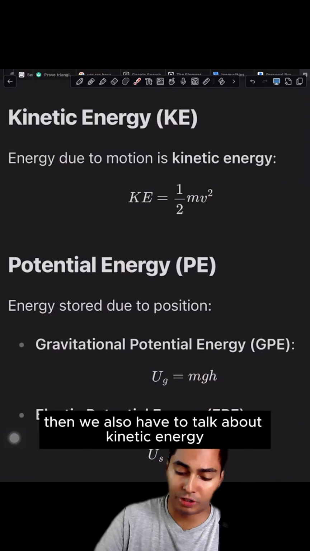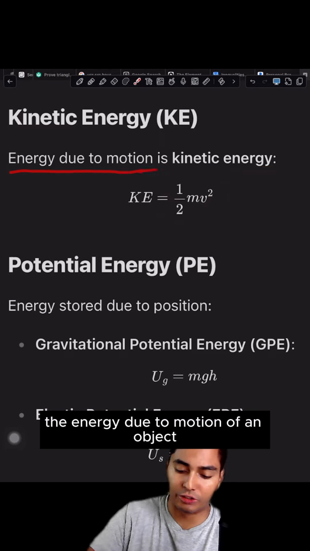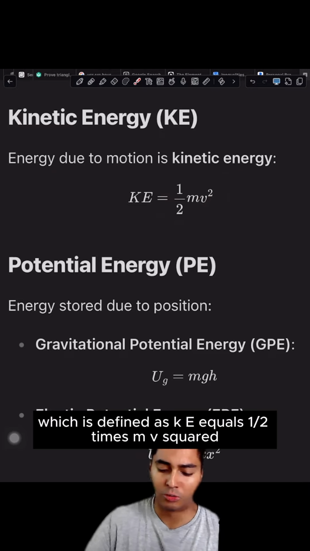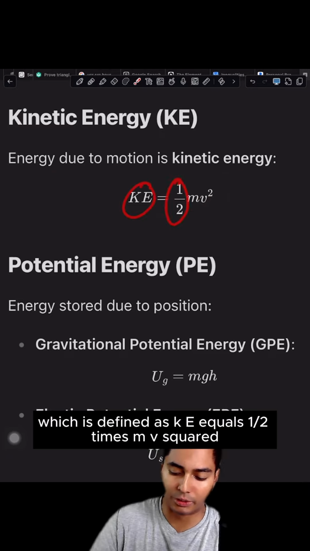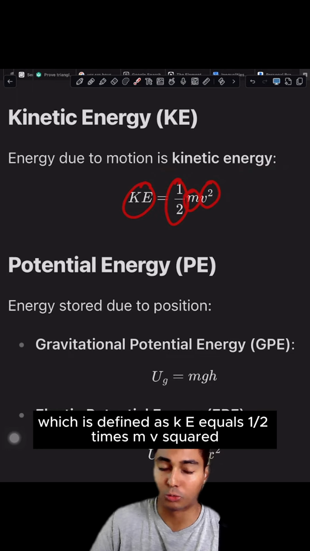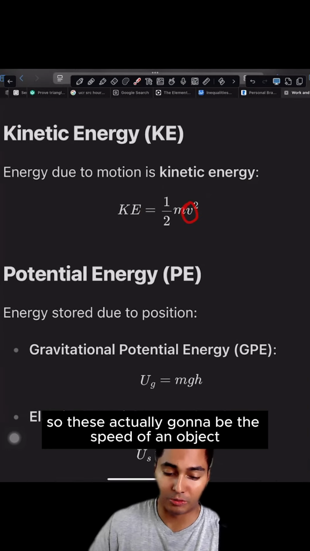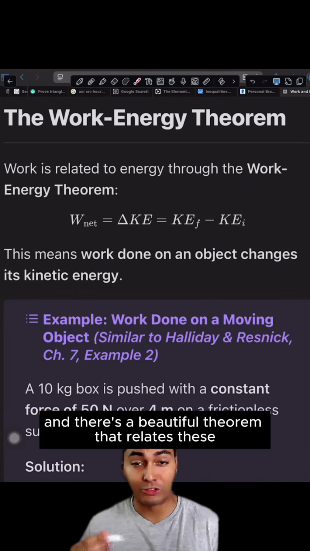And then we also have to talk about kinetic energy, which is defined as the energy due to motion of an object, which is defined as KE equals 1/2 times m v squared. So v is actually going to be the speed of an object. And there's a beautiful theorem that relates these two together.